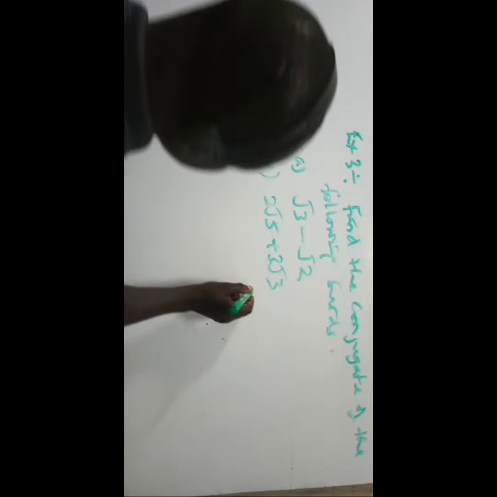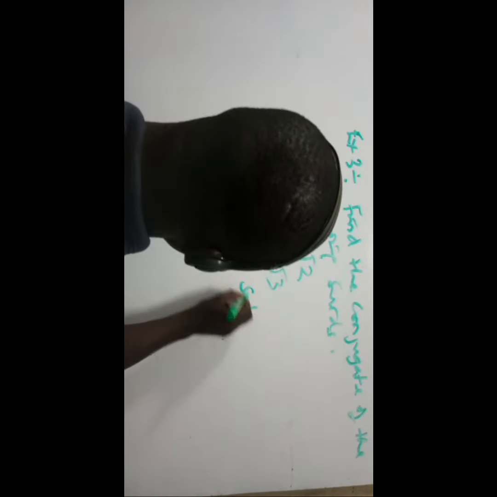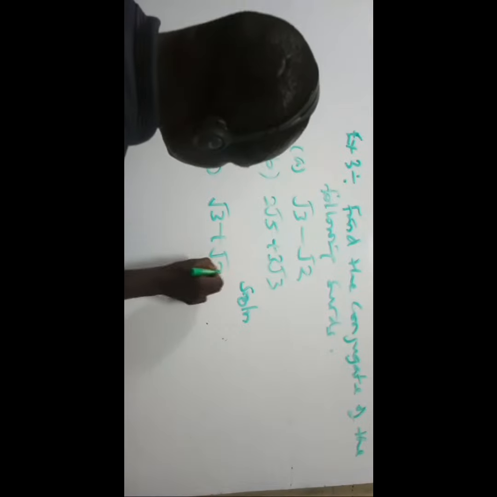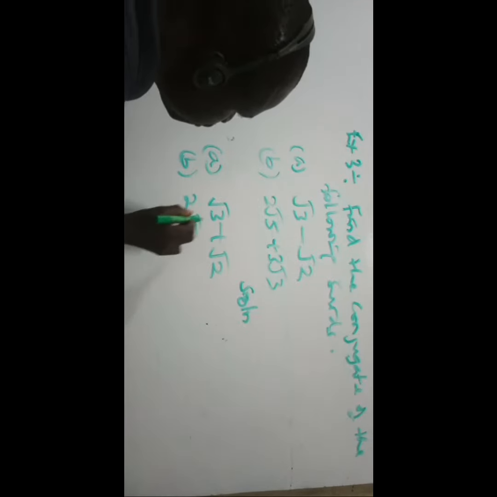If this is what we are given and you are asked to find the conjugate, you don't need any calculation. The first one: if you are given root 3 minus root 2, the conjugate will be root 3 plus root 2. Just change the sign. That is the meaning of conjugate. Then the second one, if you are given 2 root 5 plus 3 root 3, its conjugate will be 2 root 5 minus 3 root 3. That is just the conjugate. We don't need to do any stress.